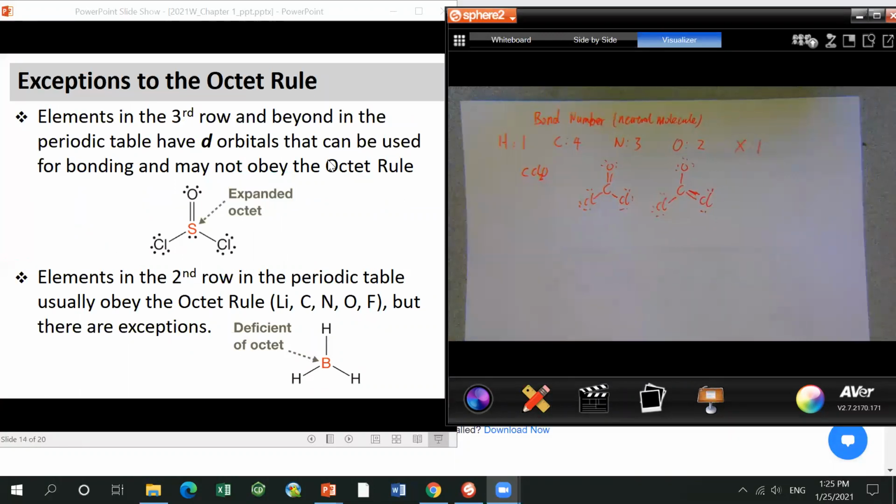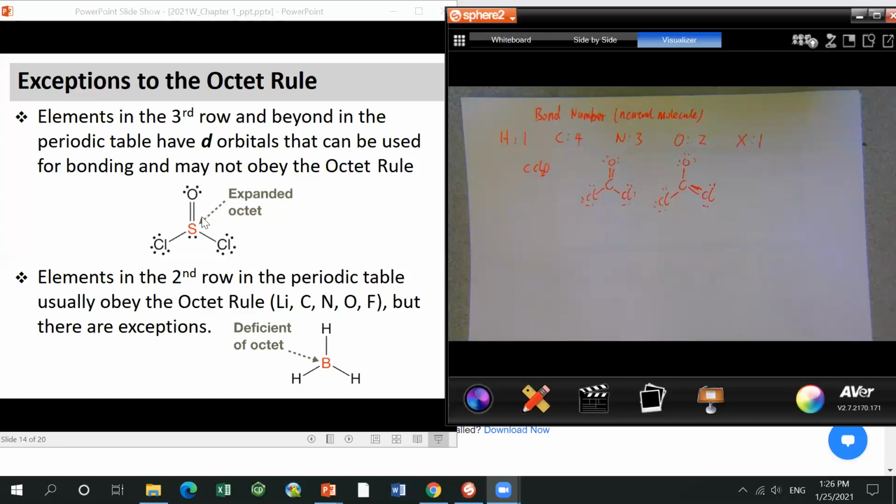Okay, so like I said, most of the time all the atoms should follow the octet, but there are some exceptions. If the elements are in the 3rd period or beyond, 4th or 5th, because those atoms have d orbitals, they can hold more than 8 electrons. So in this case they may not follow the octet. An example is shown here.